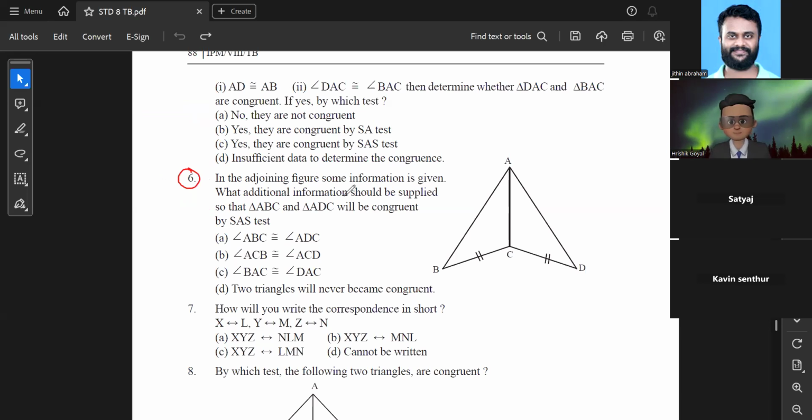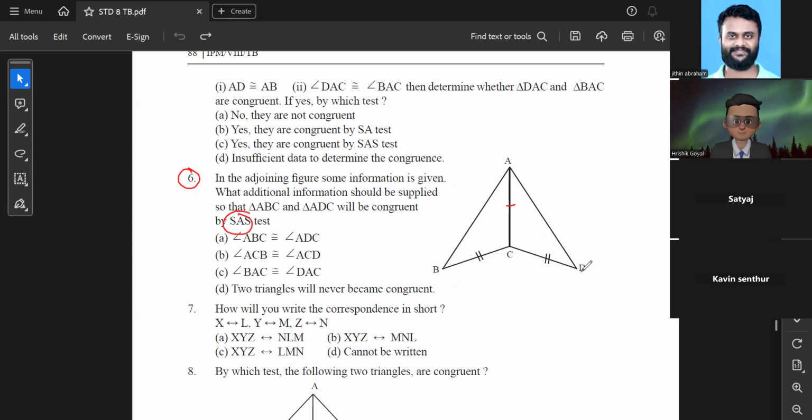Sixth question. In the adjoining figure, some information is given. What additional information should be supplied so that triangle ABC and ADC will be congruent by SAS test? Now, first of all, what information do we have? AC is a common line, so it is equal for both. DC is congruent to CD. Very good. So we need to prove the congruence of ABC and ADC by this particular test.